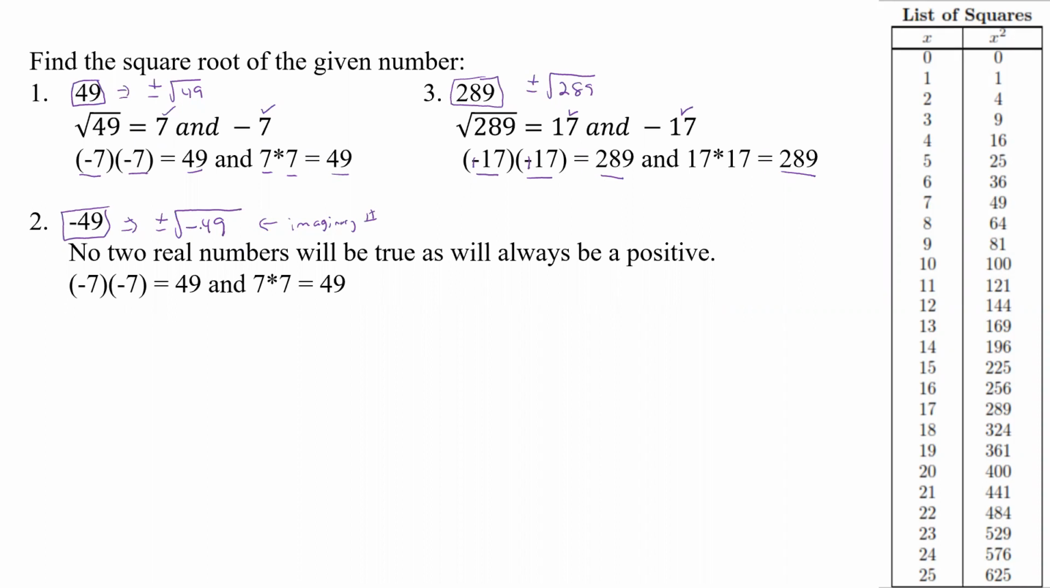And so basically what we're going to say is no two real numbers will be true, because if you take a negative 7 times a negative 7, that'll give us a positive 49, and 7 times 7 is going to give us 49. So there is no solution to this one in this class. We can't find that, or we can say it's undefined. That's another way to write the solution. It's the square root of a negative number, so we can't do that one. Again, that's because if we look at our list of squares over here, all of them are positive. So we can find square roots of these, but we can't find square roots of negative numbers.